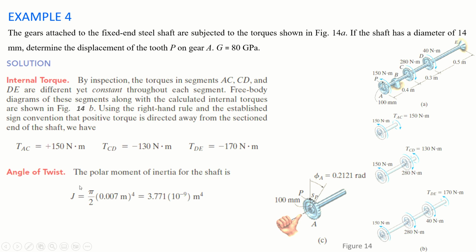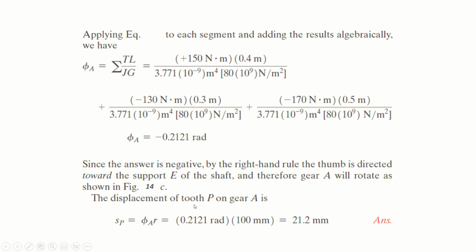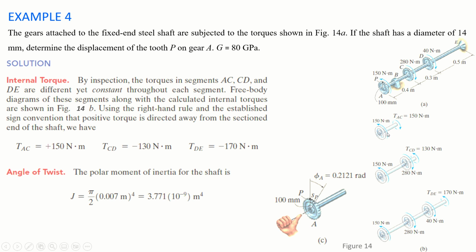The second step is of course again the polar moment of inertia, and it is again the same, the values here. And the third and last step is to find the phi A. Now phi A is equal to TL by JG. Again there are three segments AC, CD and DE, and we know the value of T for all of them. We know J, we know G, and we also know the L. L is 0.4, 0.3 and 0.5.